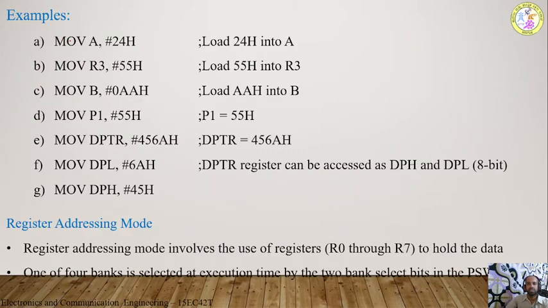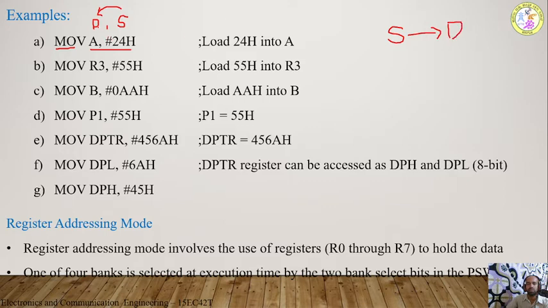Coming to the examples, if I use MOV A, #24, what does it mean? Here the data 24 is the source operand. This is the opcode, and these two are operands. In the operands, again two fields are there: one is the destination field, whereas this is the source. Remember that data always moves from source to destination.